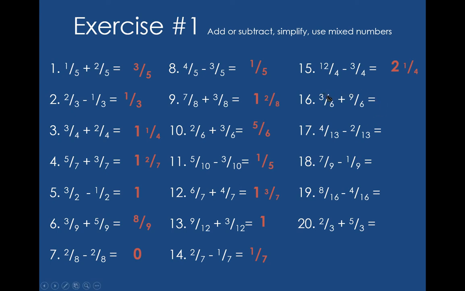Next po natin, 3/6 plus 9/6. So, 3 plus 9, 12/6 or 2.